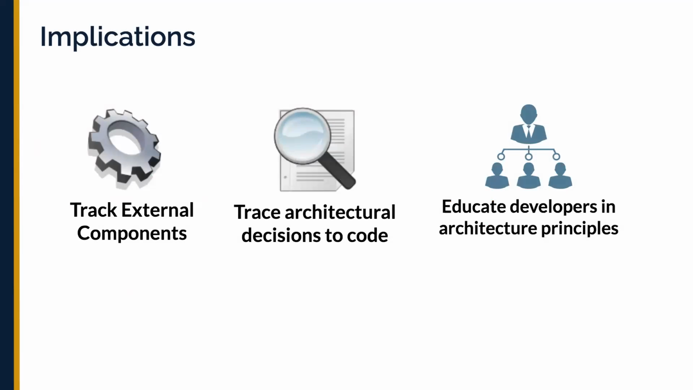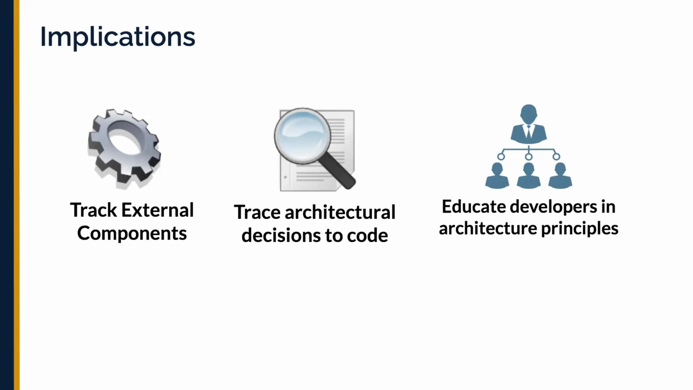So from the results of this study, I could find some implications for both the research community and practitioners. The first one is that it's extremely useful to track any API or library that you are using in your software, because if those external components are vulnerable, then you have to patch your system immediately by updating the version you have.